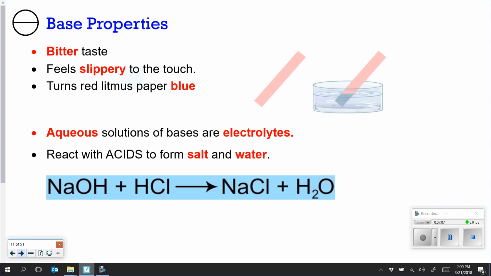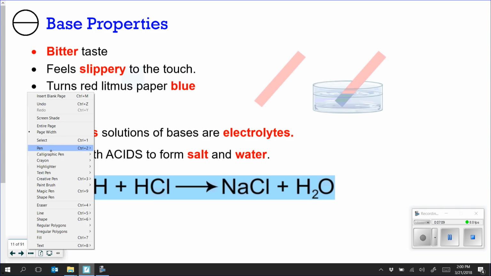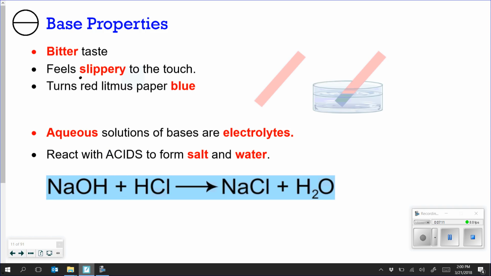Some properties of bases. Bases have a bitter taste. They feel slippery to the touch. They turn red litmus paper blue. So here we have some red litmus paper. I'm putting it into what is a basic solution because we have it turning blue right here.